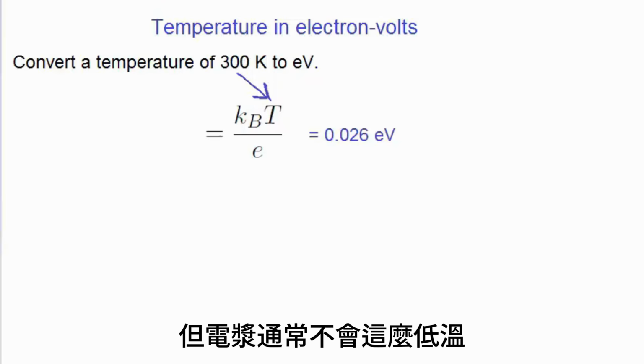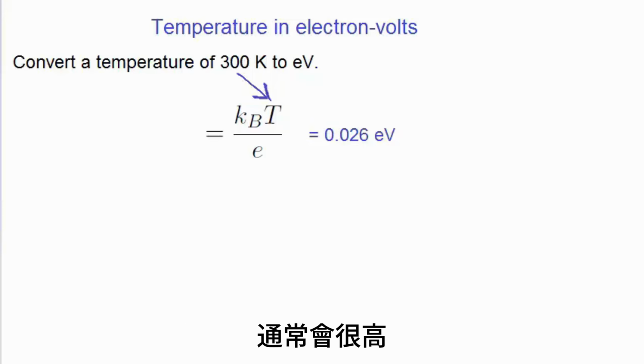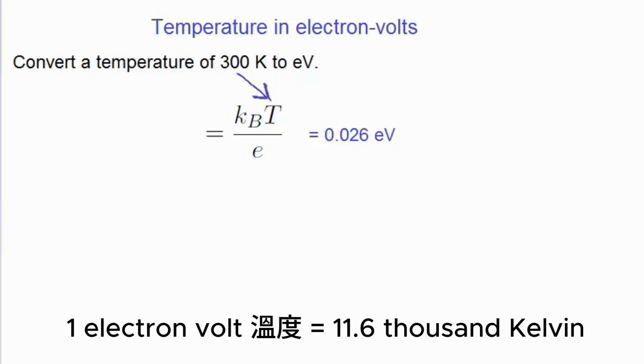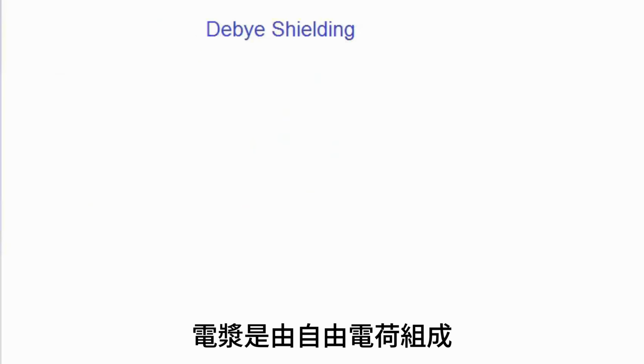But plasma temperatures aren't usually that low. Quite often they're much higher than that. So I'll leave it as an exercise for you to show that a 1 electron volt temperature is equal to 11,600 Kelvin. A plasma is made up of free charges, both negative and positive.